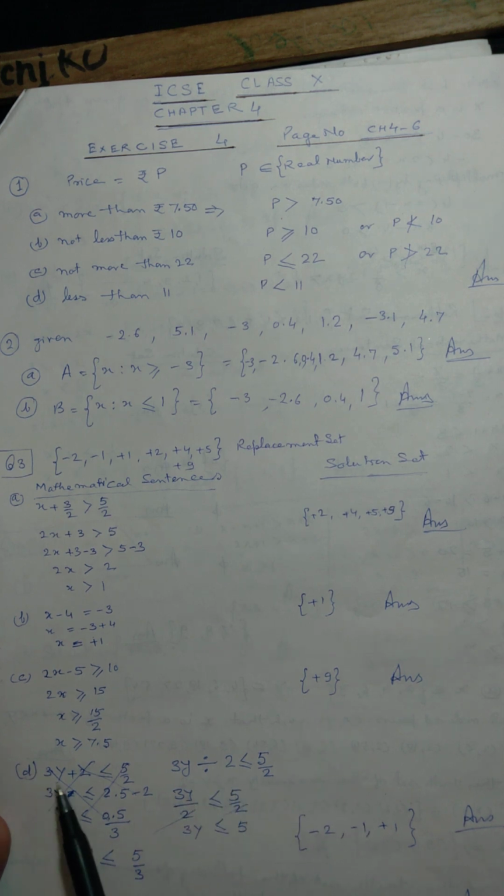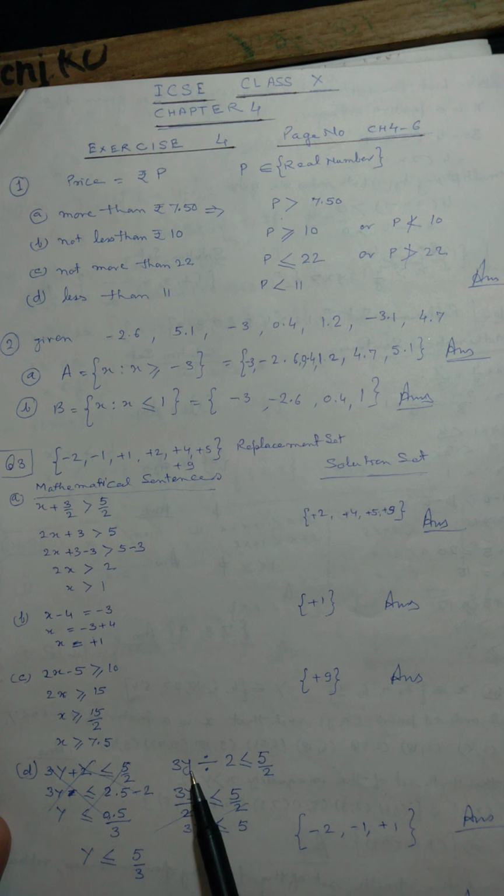Now proceed to D. The D is 3y divided by 2 less than or equal to 5 by 2. So 3y by 2 is less than or equal to 5 by 2. This 2 and 2 will be cancelled. So we are getting 3y is less than or equal to 5. So ultimately y will be less than or equal to 5 by 3.